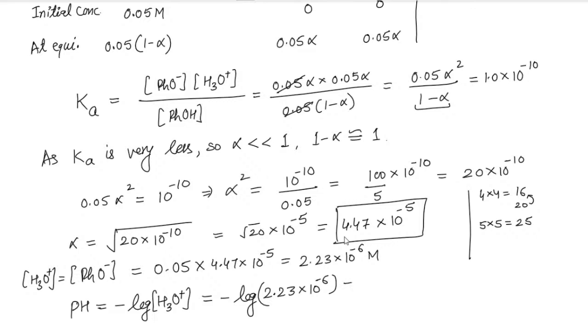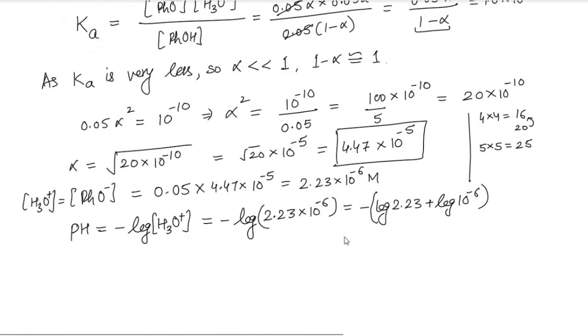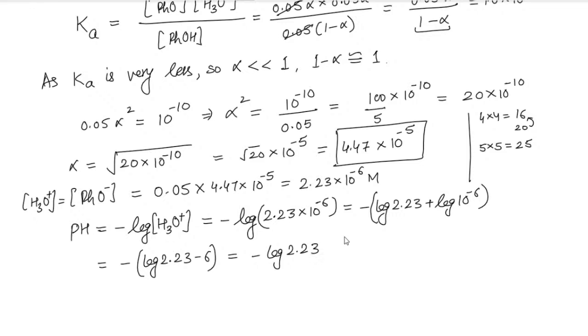So it becomes minus log of 2.23 and, taking common, plus log of 10 raised to power minus 6. So it becomes minus log of 2.23 minus 6, so minus log of 2.23 plus 6. What is log of 2.23?